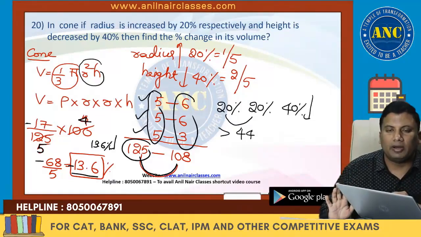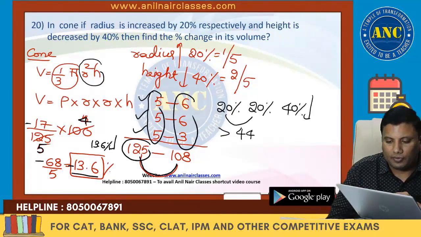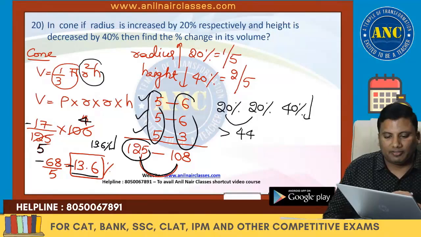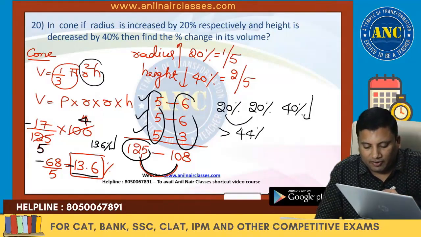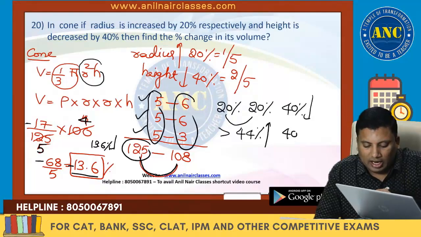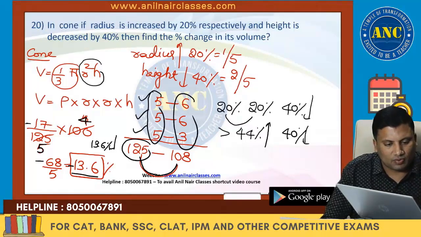So you can go by the answer option. You take the first and second, greater than 4, 44, and then do it with 40 percentage down. I hope it is clear, right? So it is 44 percentage more and 40 percentage less. Just 1 minute, sir.